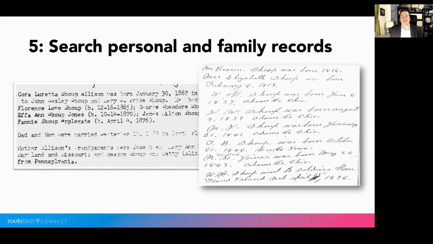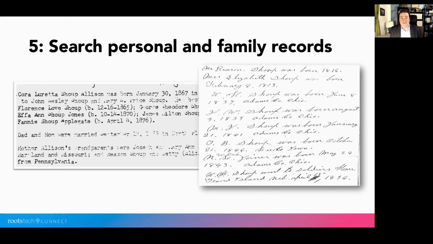Step number 5 is to make sure that you're searching personal and family records. Now, I want to stop for just a moment and ask you to think about an ancestor that you might have had. Let's say they were born in 1820. Anywhere in the world, born in 1820. How many times do you think that ancestor was asked to write down their birth date in their entire lifetime? Depends on where they were living and what they were doing. But the answer is probably less frequently than you write down your birth date now every day in different things that you fill out.